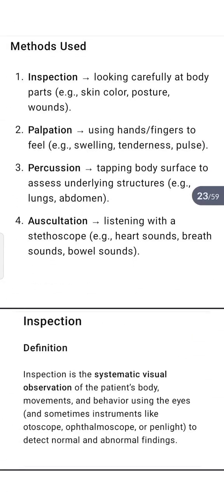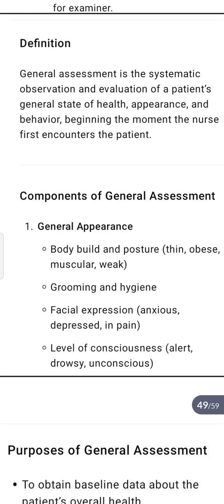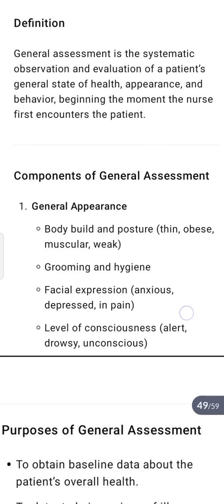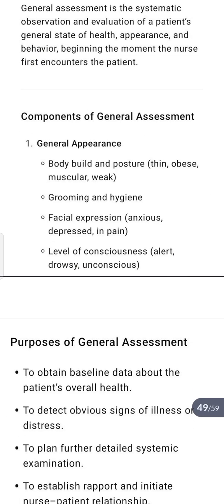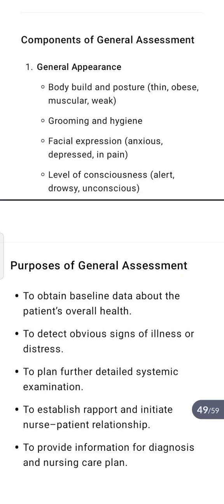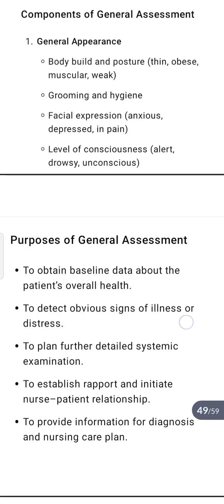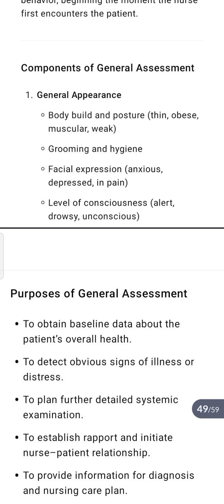So we are proceeding with general assessment. Here is the definition: general assessment is the systematic observation and evaluation of the patient's general state of health, appearance and behavior, beginning the moment the nurse first encounters the patient. Now what are the components of general assessment? It includes general appearance, like how the body is built, posture, is he thin, obese, muscular or weak, grooming and hygiene, facial expression, anxious, depressed, in pain, level of consciousness, alert or drowsy, unconscious. So this we will see in general appearance.